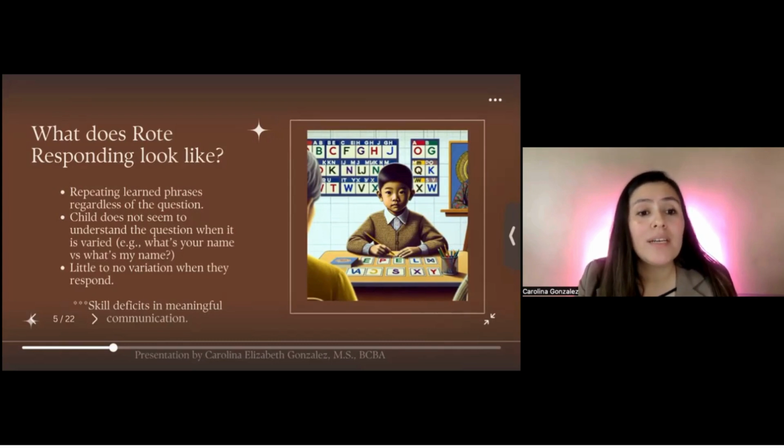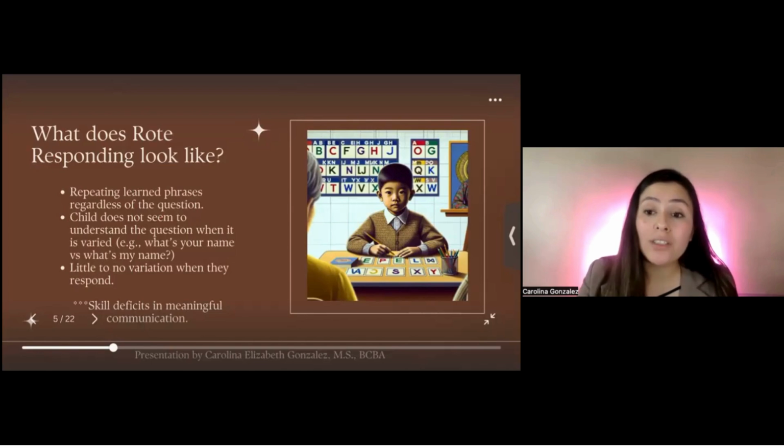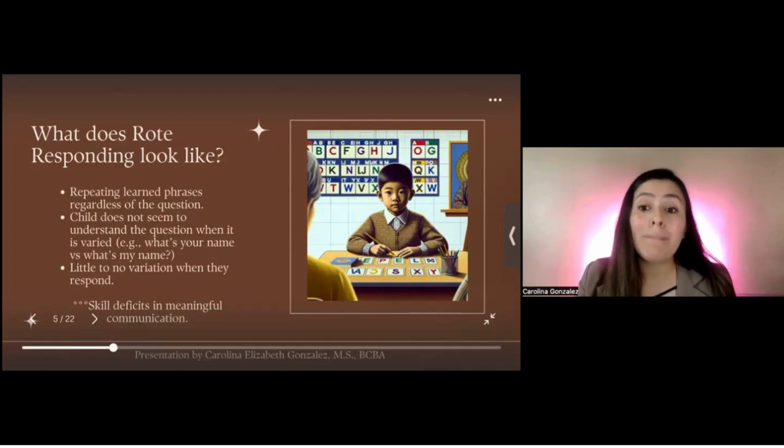Another example is a child does not seem to understand the question when it is varied. And I'm talking about just slight variation. So an example could be, "What is your name?" versus I switch it up. So after they answer their name, I say, "What's my name?" And they repeat their name again. So in that situation, they're not understanding the question. They're not slowing down, possibly not picking up the cues of the question. And they're just hearing "name" and just answering their name. Has anyone seen this? I know I have.